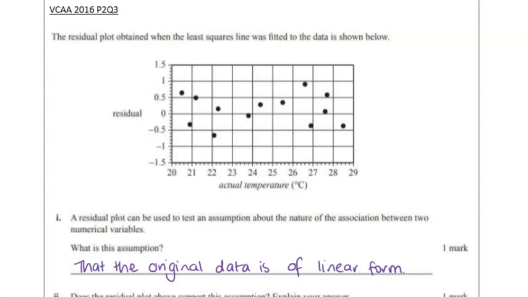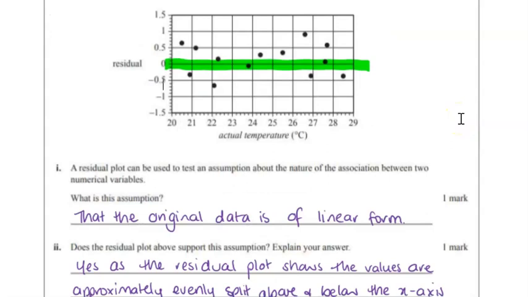The residual plot can be used to test an assumption about the nature of the association between two numerical variables. What is this assumption? So why are we doing a residual plot? Because we are testing that the original data is of linear form. So that's our assumption. Then in part 2, they are asking, does the residual plot support this assumption?